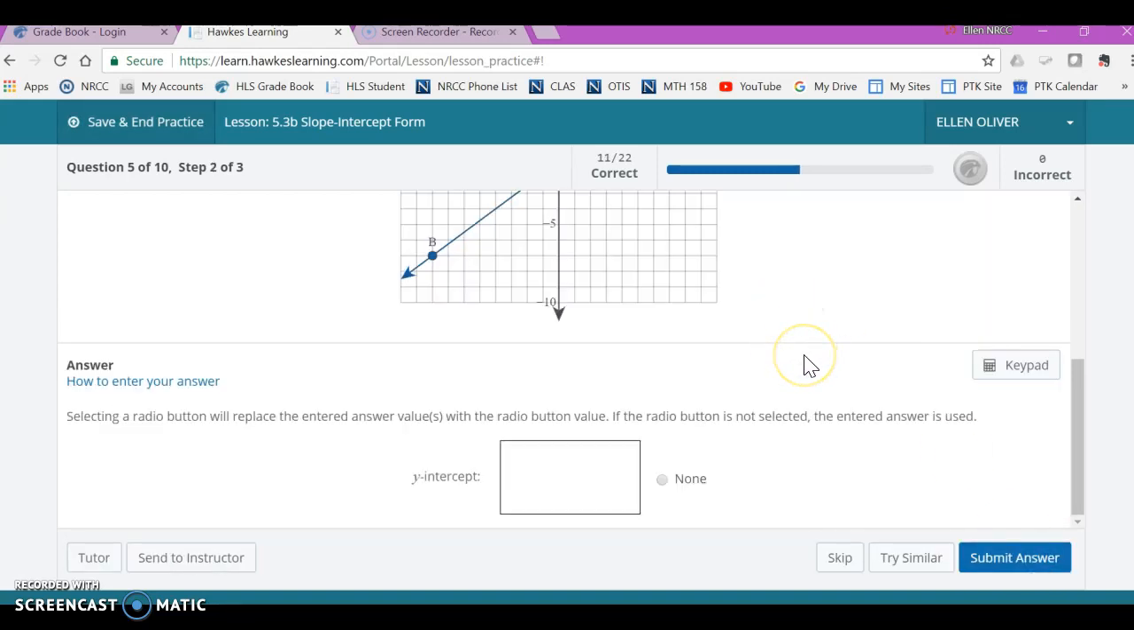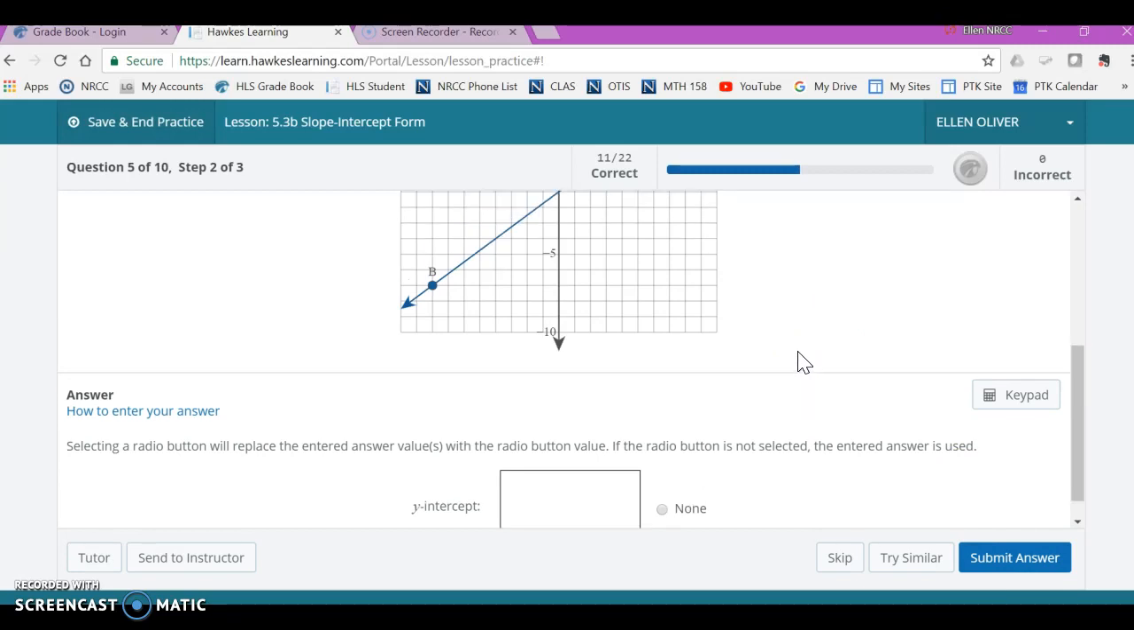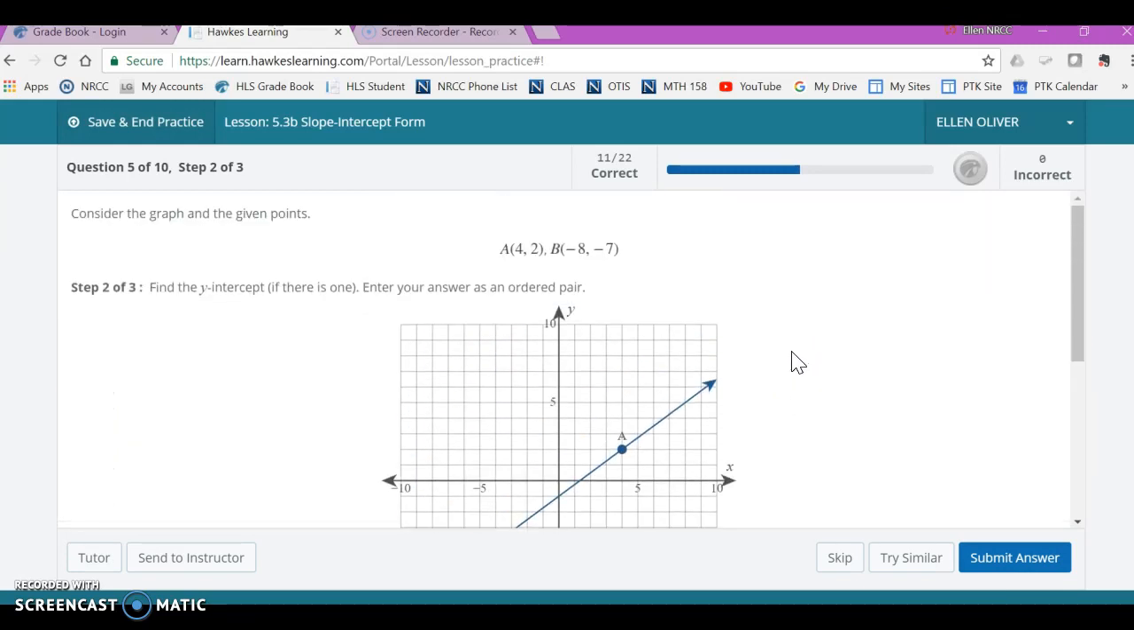And I forgot to do it the other way. Sorry, I can't go back, but you would just do the same arithmetic that we did before. This is step 2 of 3, so you can see that the points, if you did 2 minus -7, that's 2 plus 7, that's 9, over 4 minus -8, that's 4 plus 8, which is 12. So that's how you get your 9/12, and then you'd still have to reduce it.